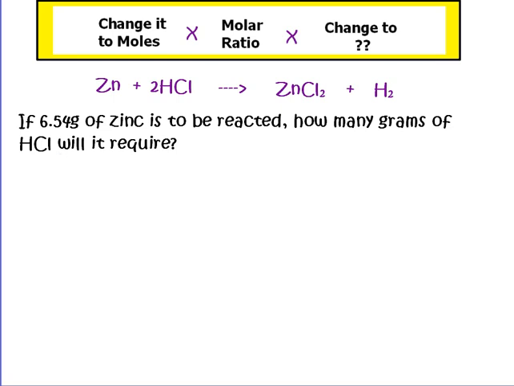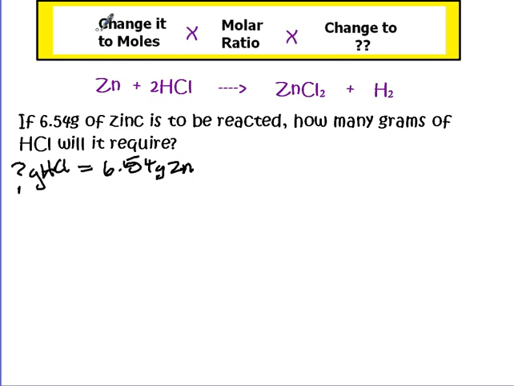Okay, so let's start this out. We'll start with our question mark format. It says, how many grams of hydrochloric acid will we need if we're going to consume this 6.54 grams of zinc.